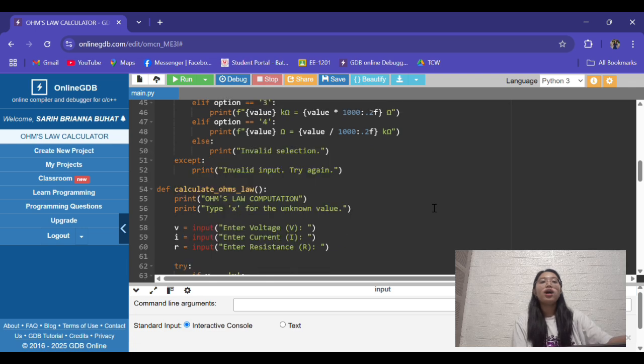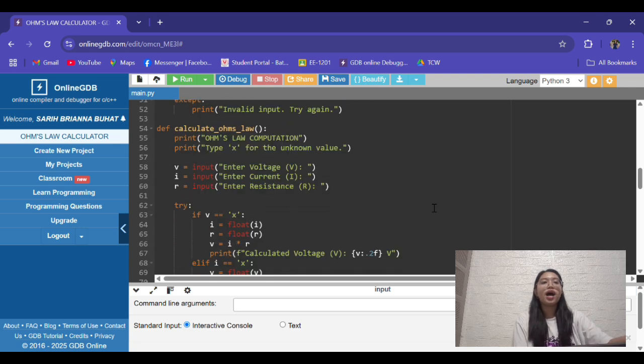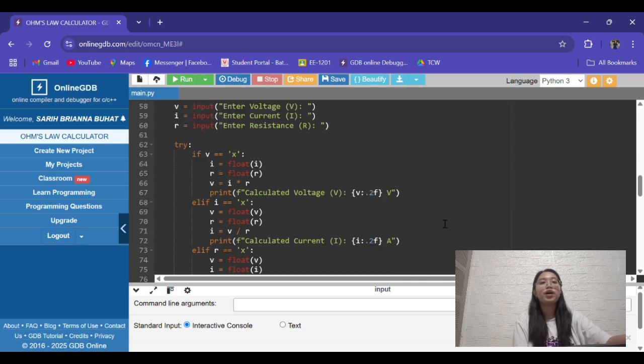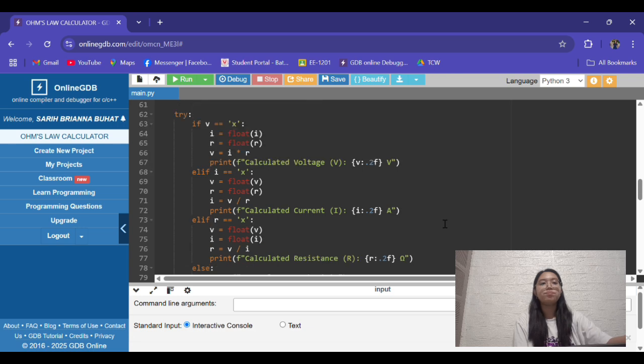Next is the calculate Ohm's law function. It allows the user to solve for one unknown variable by typing x for the variable. For example, if the user knows the voltage and resistance but not the current, they can put x for the current. The function then uses conditional statements to check which variable is missing and apply the correct formula accordingly.